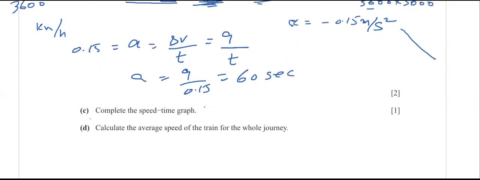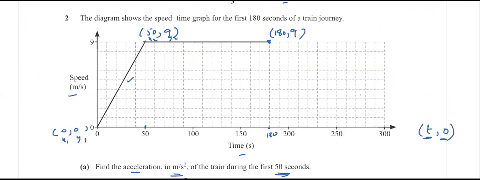And then the last part, part C, says complete the speed time graph. Now to complete the speed time graph after 180, where will be 60 seconds? Each box is 10. So 10, 20, 30, 40, 50, 60. So this is the point where it will stop. So you can join them. The graph will be complete.